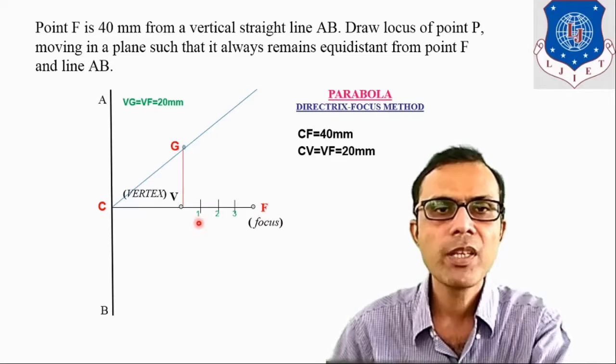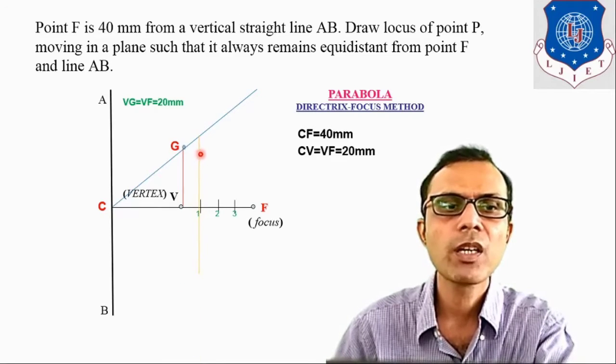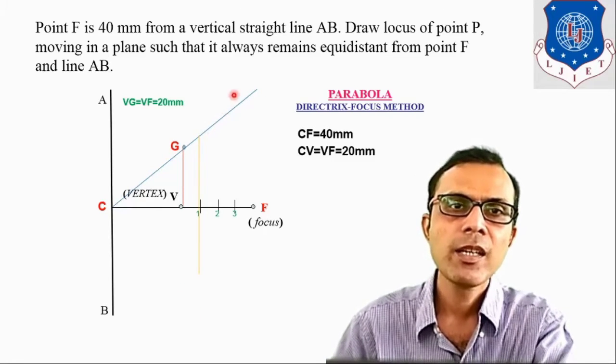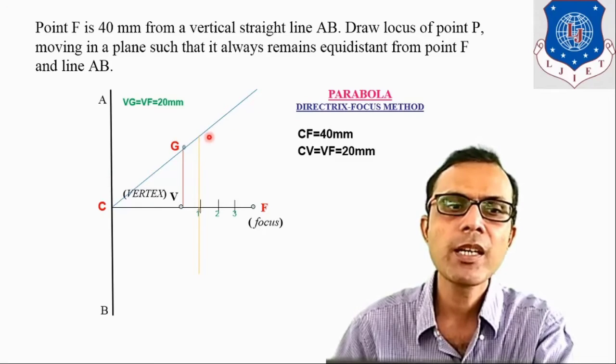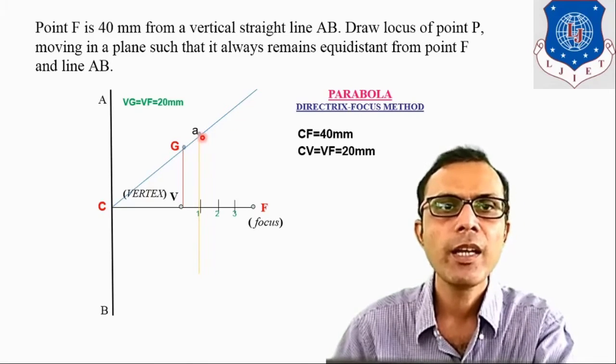Now from division number 1, draw a vertical line and extend it in such a way that it intersects the extended line CG at a point.